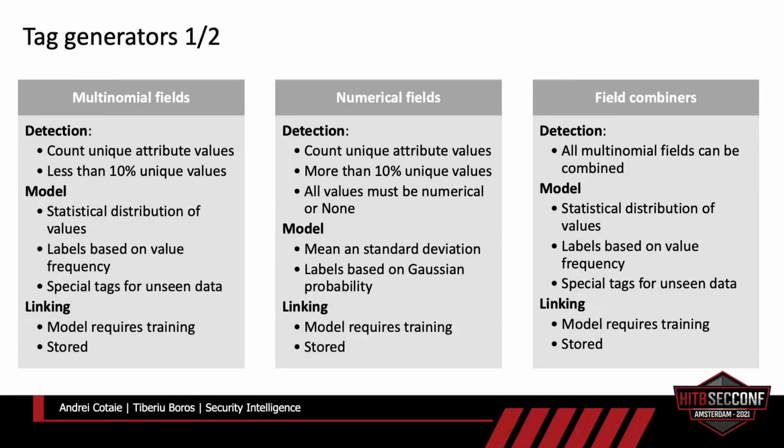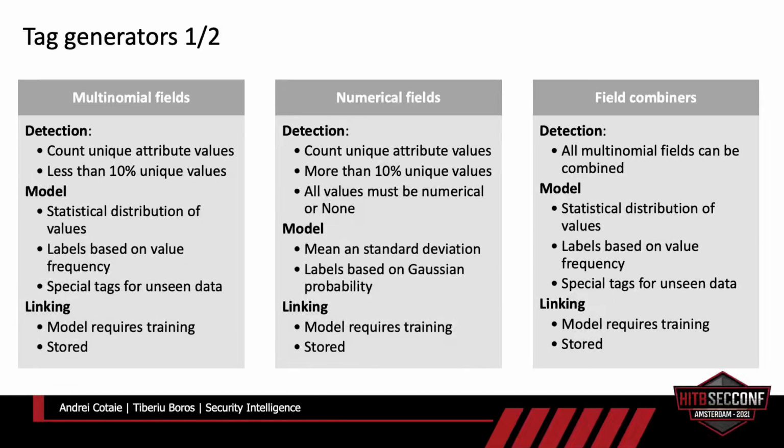Multinomial fields are fields that take discrete values. So process name is probably a discrete value field, right? Because you have a limited set of processes that will usually run in your environment. Parent process name and username are going to be from a limited set of possible value combinations. So in order to detect them, we count all the unique values inside the training data, and we expect to have less than 10% unique values for a specific attribute.